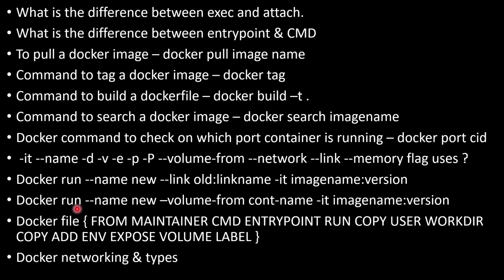And the flag --volumes-from: you are trying to take content from another container where the volume is mounted, and that content should be reflected in your new container. Then you can use this command: docker run --name, this is the new container name, and --volumes-from with the old container name, meaning the container from which you want to use the volume or content.